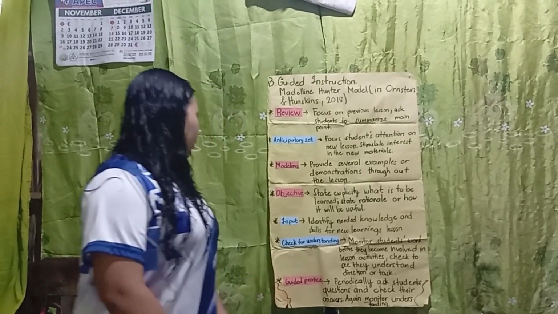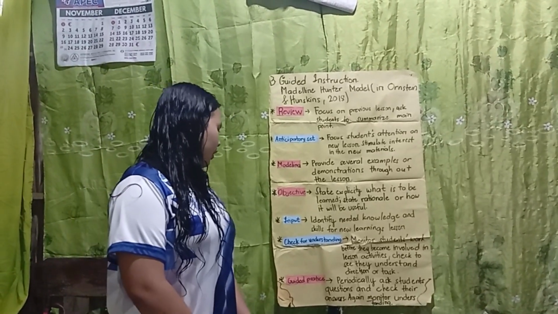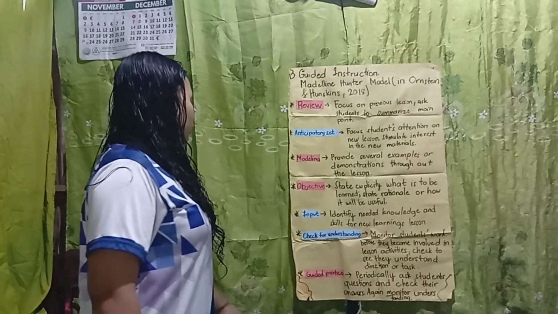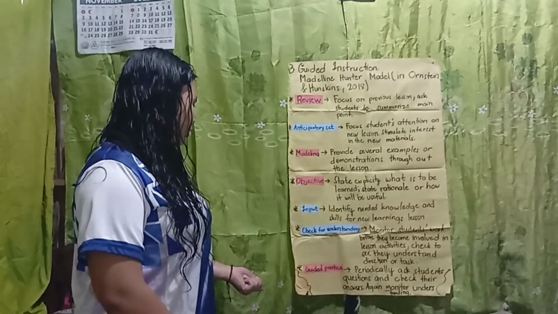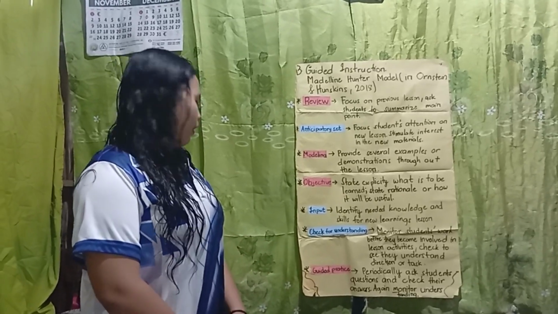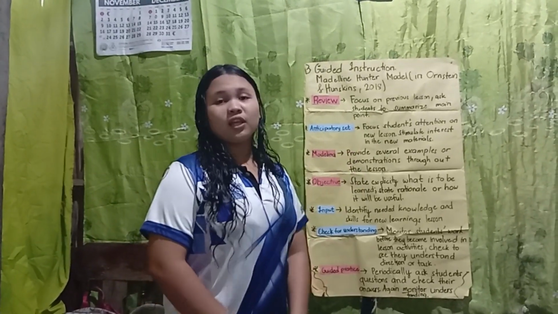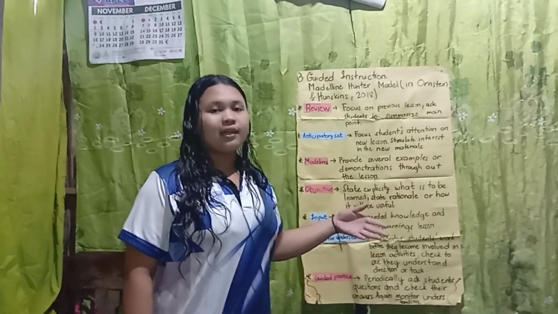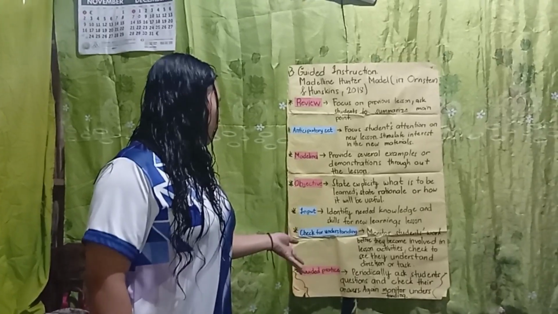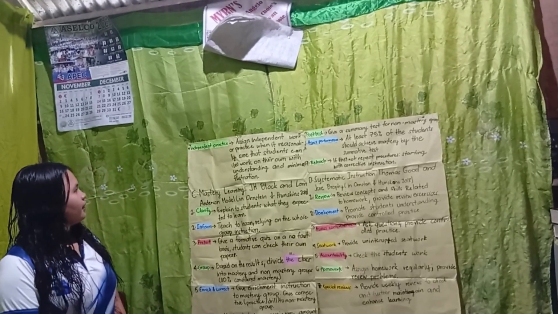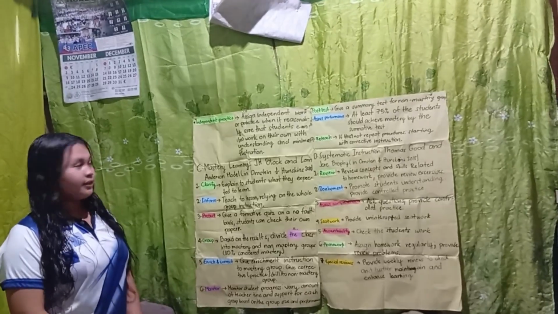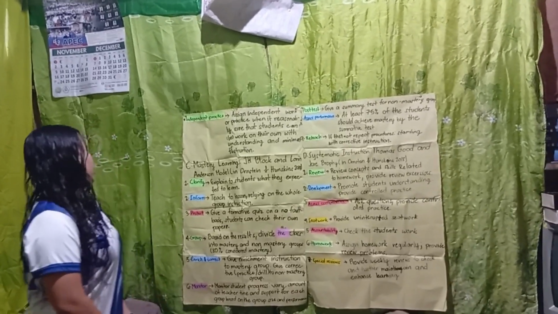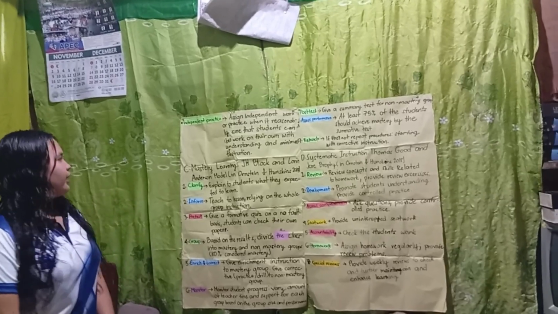Guided practice: periodically ask students questions and check their answers to monitor understanding. You really need to ask students questions and check their answers, because if you ask and they cannot answer, then they did not understand what you discussed. So you need to ask, then check their answers if they are okay. Independent practice: assign independent work or practice when it is reasonably sure that students can work on their own with understanding and minimal frustration. So let's proceed to C, mastery learning.